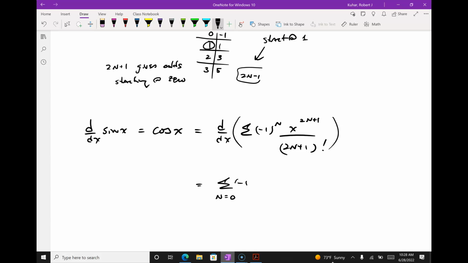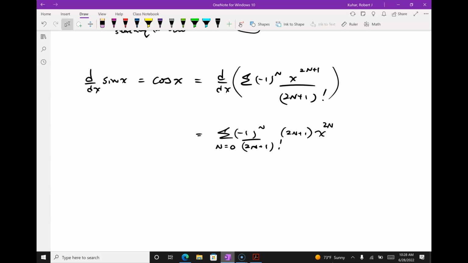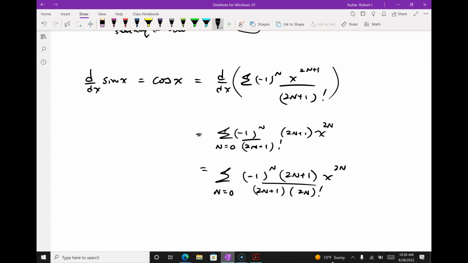So the sum from n equals 0 of negative 1 to the n over 2n plus 1 factorial times x to the 2n plus 1. Remember, I'm going to bring down my exponent and subtract 1 from my exponent. When you take a derivative, power rule, bring down the power, reduce the power by 1. And so then I'm going to rewrite my factorial. I'm going to peel off that first term of the factorial. And you can see those 2n plus 1s cancel.